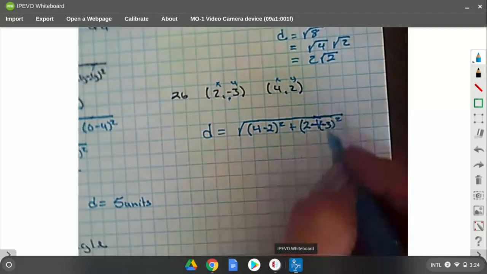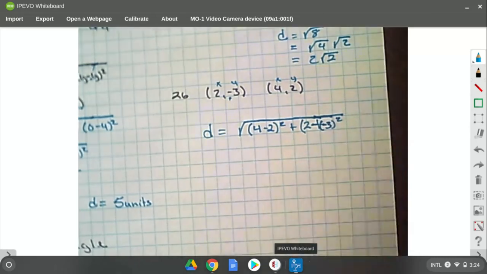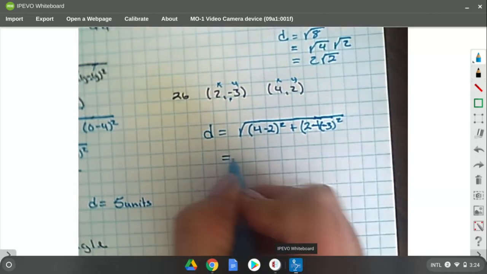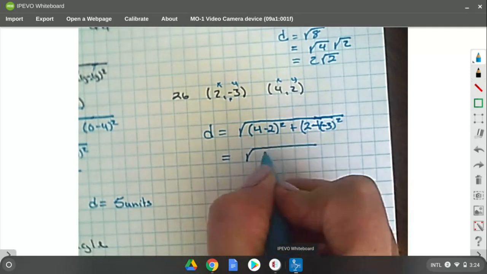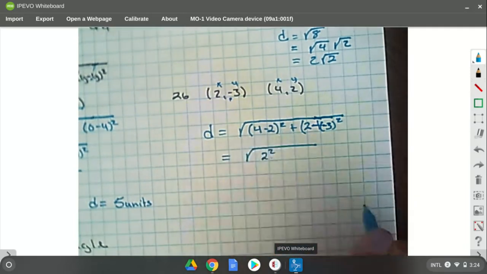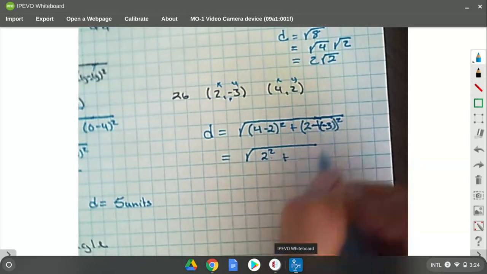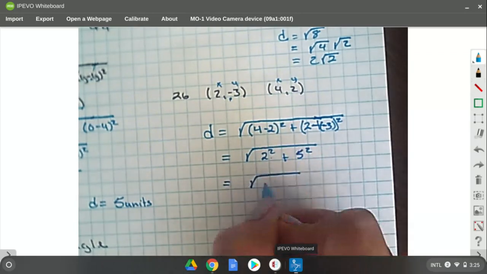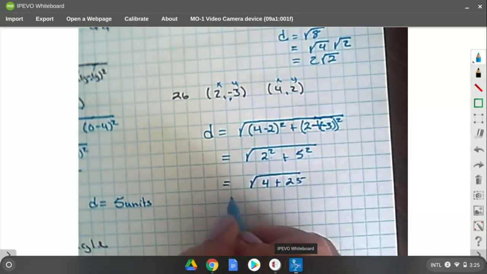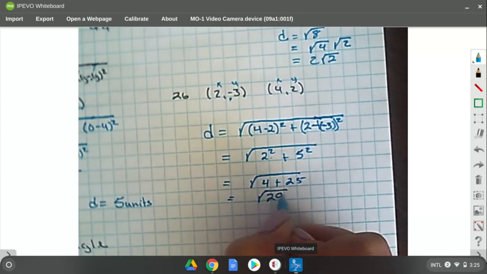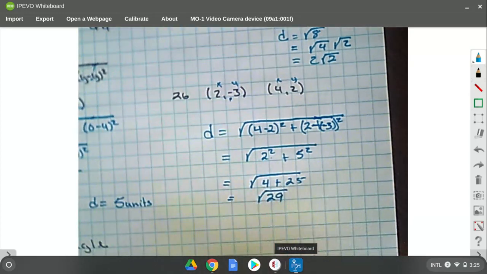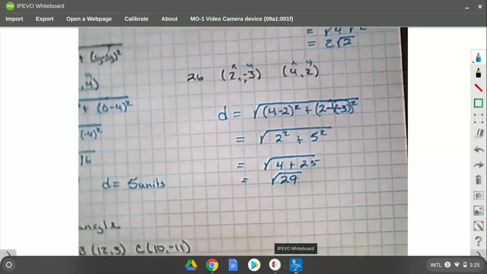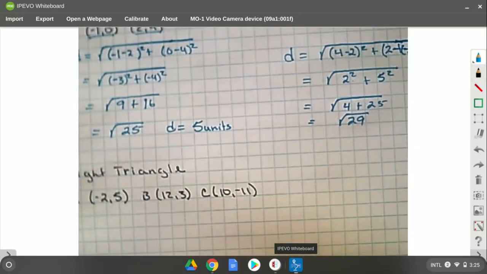The minus belongs to the formula, and the negative on the value doubles it up, and that gives me a plus sign. All right, so it's equal to the square root of 2 squared, 4, minus 2 squared, plus 5 squared, is equal to the square root of 4 plus 25, which is equal to the square root of 29. Now 29 is prime, so that's not going to simplify down, so that's simply going to be your answer right there. Okay?